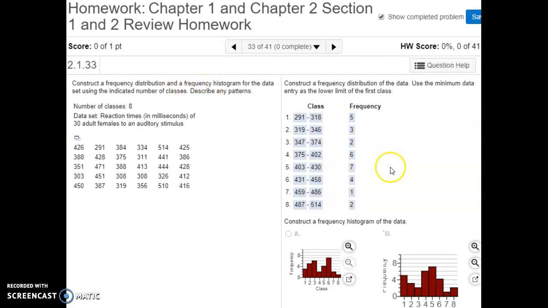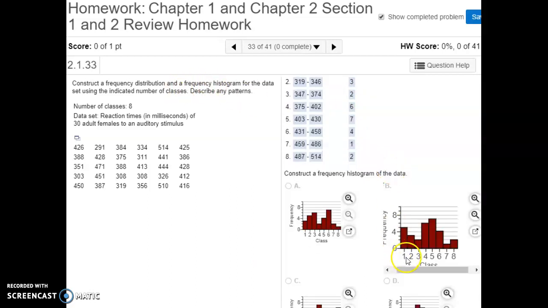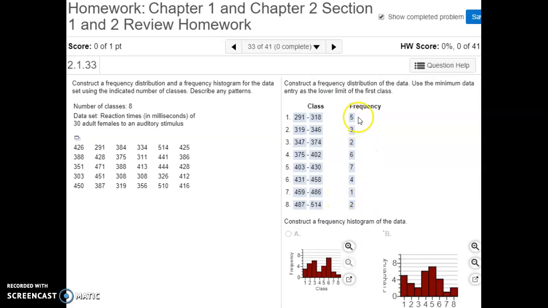A frequency histogram just takes those classes, and those go on the x-axis horizontally, and the height of each bar represents the frequency, how much data is in each of the classes. So that first bar should go up to 5, the next bars should be 3 and 2, which you see a downward trend, and then it goes up to 6 and 7 in the middle, and then drops off again to 4, 1, 2. So you should see that pattern of going down, spiking up, and then dropping off again.